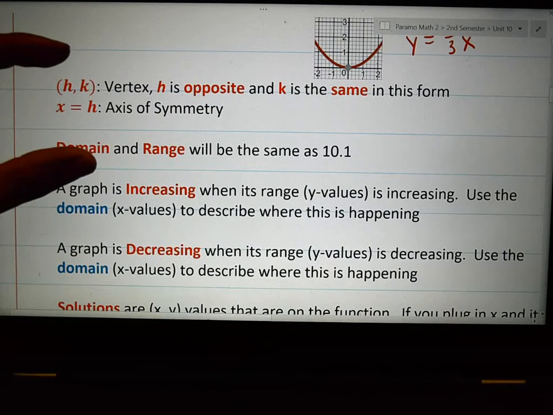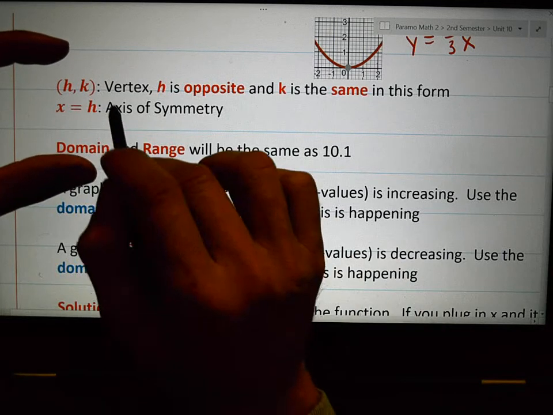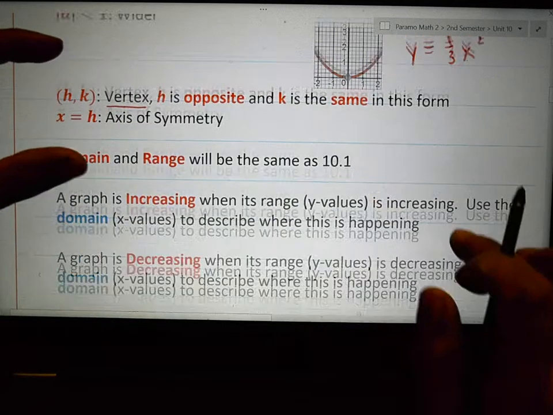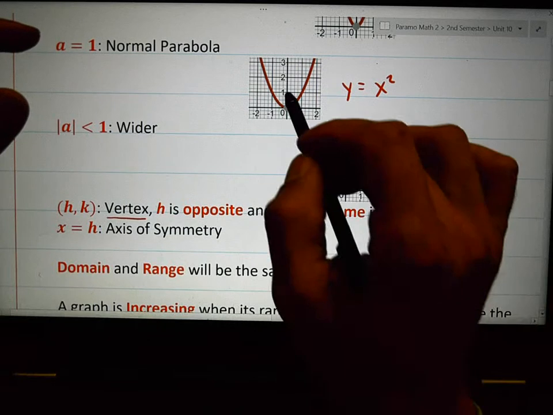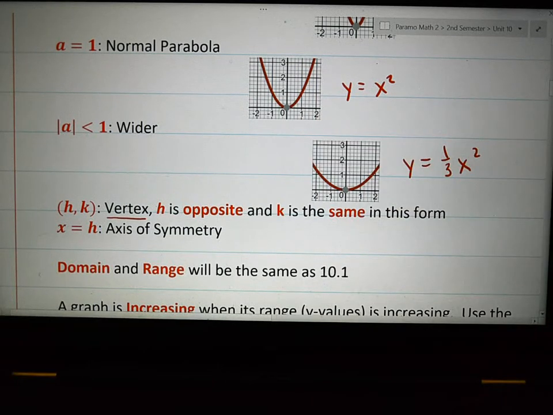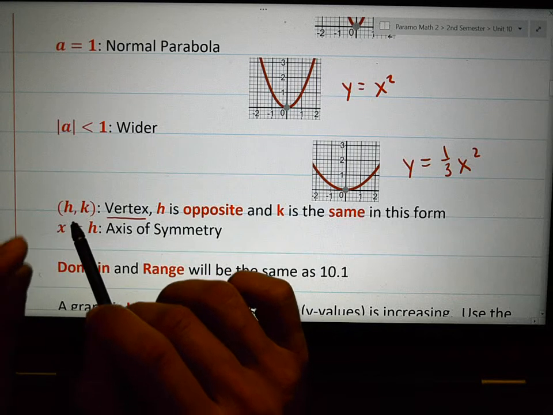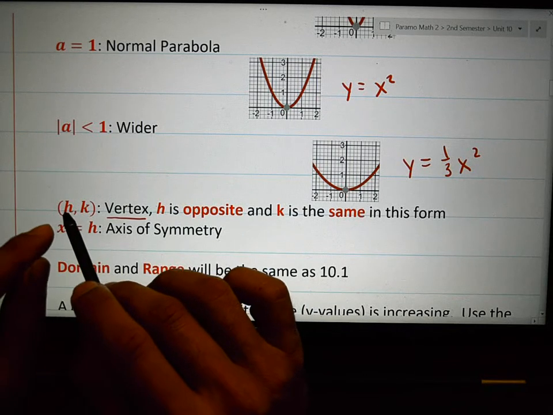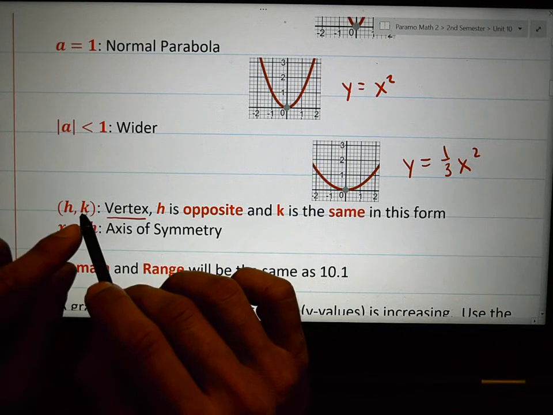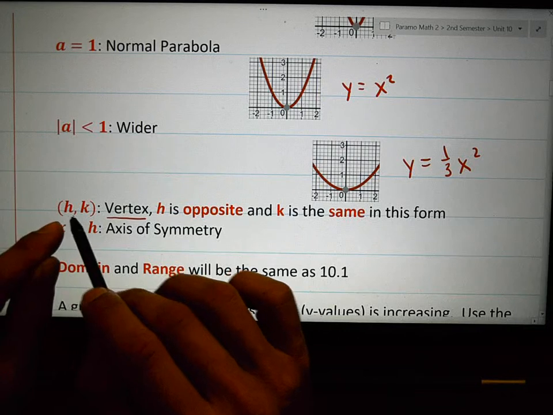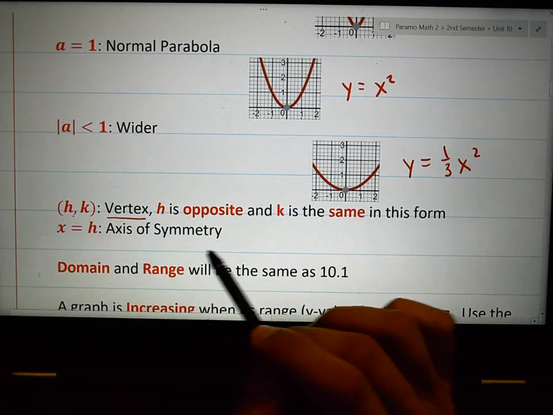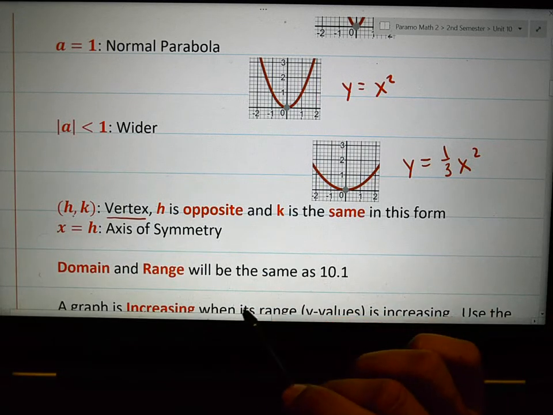The h and the k is important. What is the h and the k? The h and the k is your actual vertex. It's the lowest point or the highest point, depending which way your graph is facing. The only thing you have to remember about h and k, the vertex, is that h is your x coordinate, k is your y coordinate. The h is the opposite, k is the same in your equations.